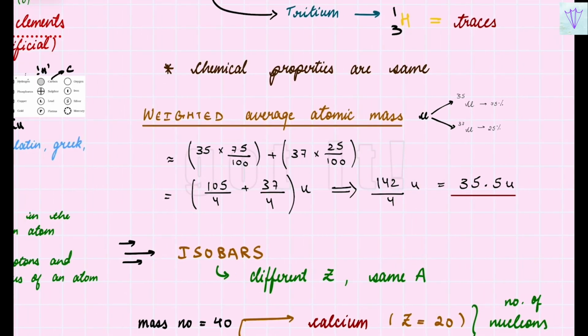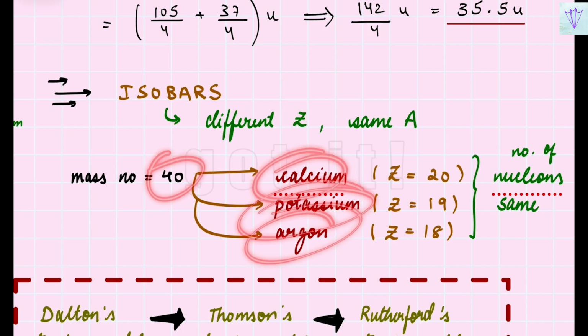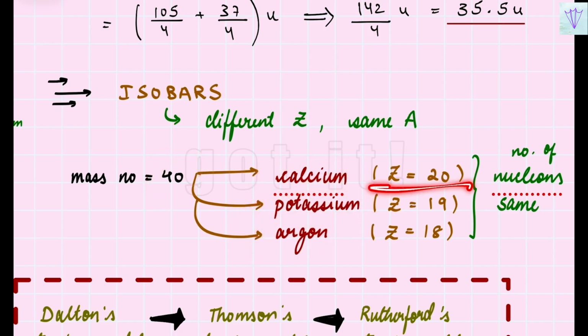Next, moving to the concept of isobars. In isobars, we have different atomic numbers but the same mass numbers. For example, the mass number of calcium, potassium and argon is 40, but their atomic numbers are different. In the sense, they have the same number of nucleons in them.